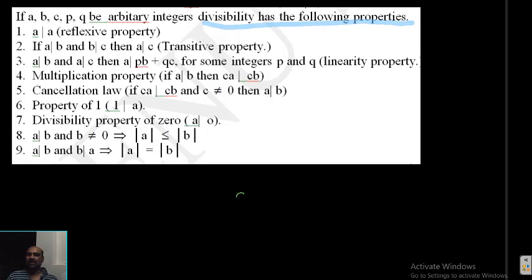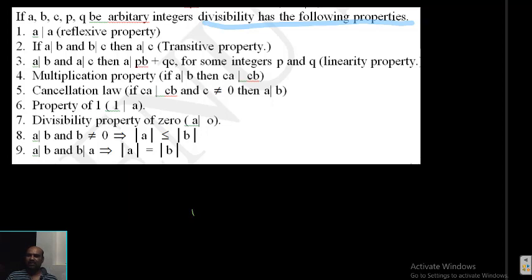First one, a divides a. This is called the reflexive property. Any number divides itself. 2 divides 2, 3 divides 3. So what is the meaning of that? a divides a is a true statement. This is called the reflexive property.